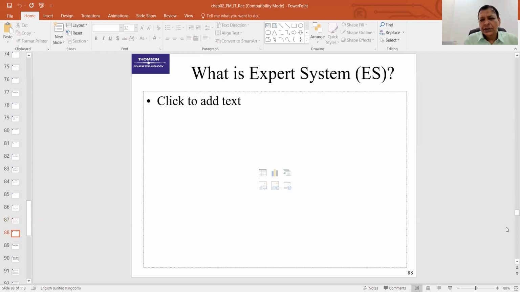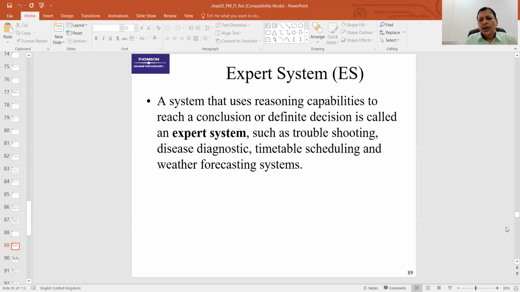The fourth type of information system is the expert system. What is an expert system? Expert system belongs to artificial intelligence. So under artificial intelligence, we have expert systems and we have neural network based systems. An expert system works like a human expert, to give you a definite solution of a problem that is missing in the decision support system. It will give you one solution, a definite solution.